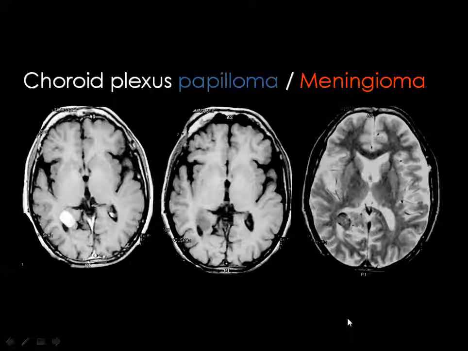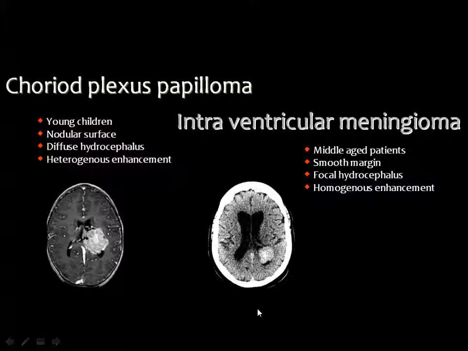Then sometimes you are not able to discriminate between choroid plexus papilloma, which does not secrete CSF, and an intraventricular meningioma. And all what is needed in such cases is just you mention that this is an intraventricular tumor, which may be a choroid plexus papilloma or maybe a meningioma. Then the diagnosis will be reached after surgery.